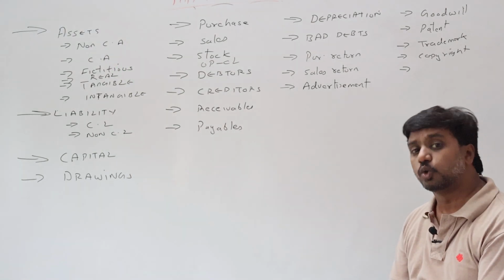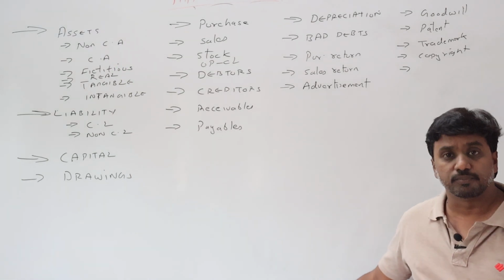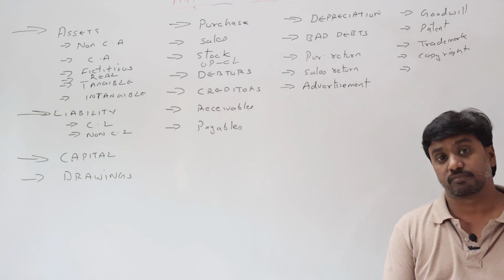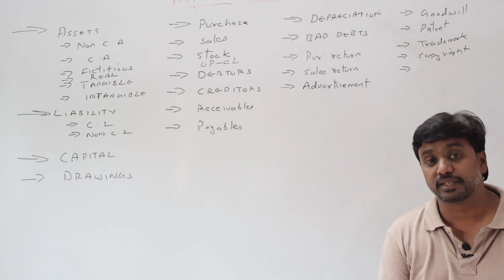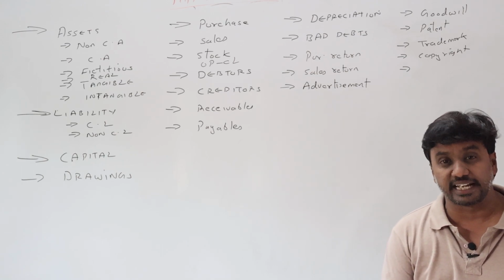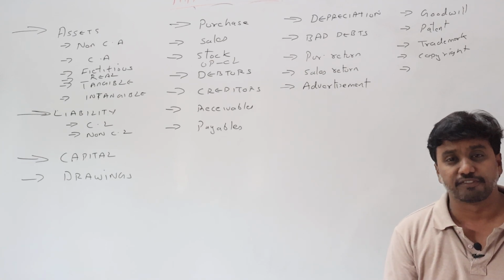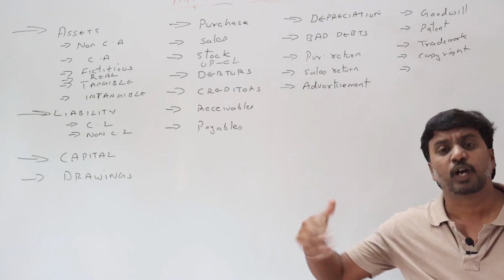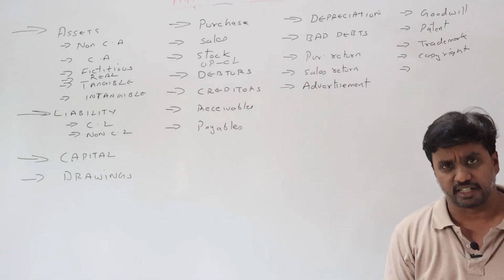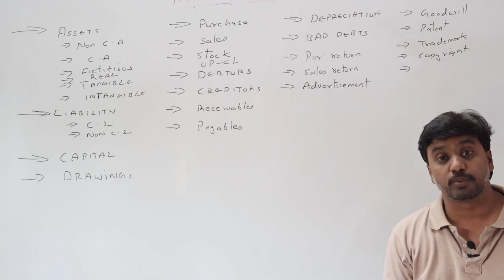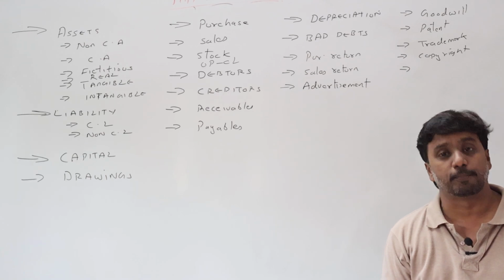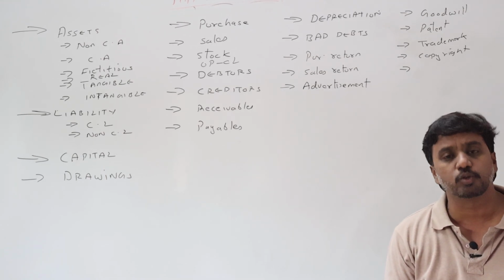Non-current assets, those assets which remain in the firm for a longer period of time. These are those assets which remain in the firm for more than 8 years, 10 years. Example, land, building, plant, machinery, furniture. We don't regularly change them. We do change them. Machinery has to be changed, but only when it becomes completely obsolete. If it is running in good condition, you don't change it.